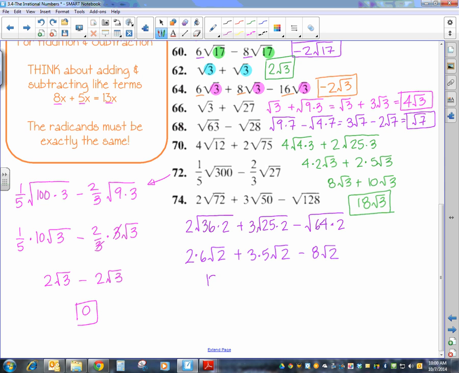6 times 2 is 12 square roots of 2. 3 times 5 is 15 square roots of 2 minus 8 square roots of 2. So all of my radicands are exactly the same, and that means 12 plus 15, which is 27, minus 8 is 19 square roots of 2.